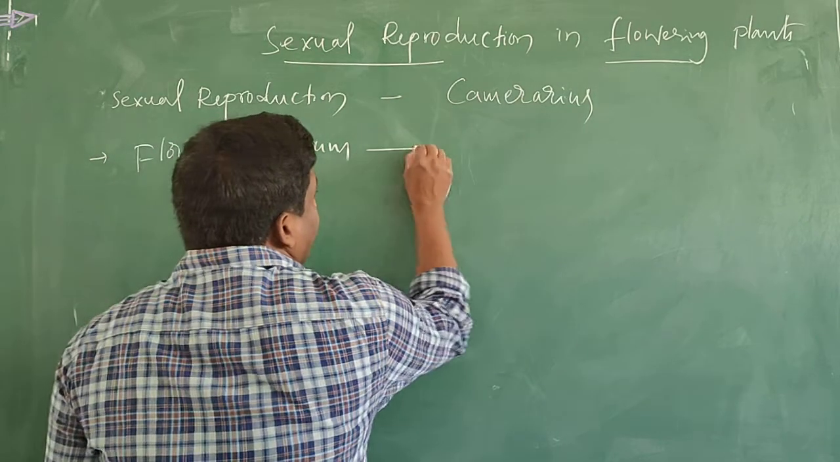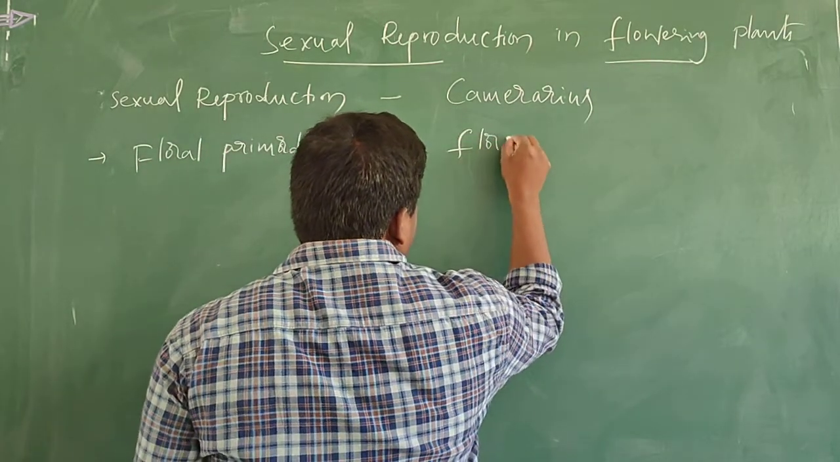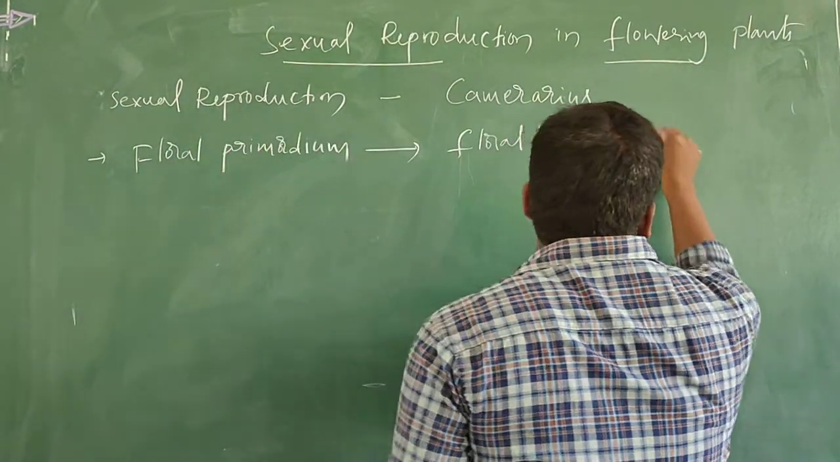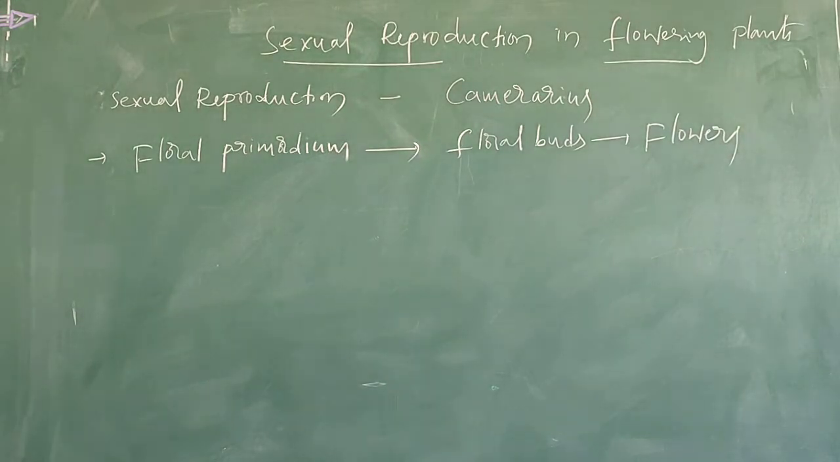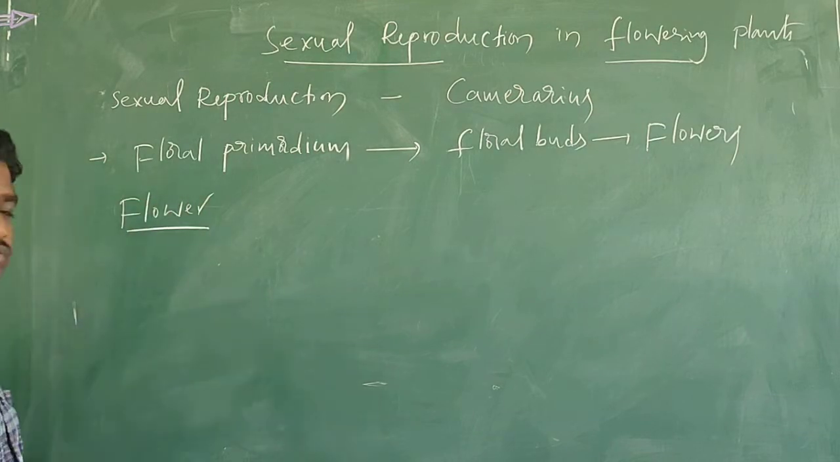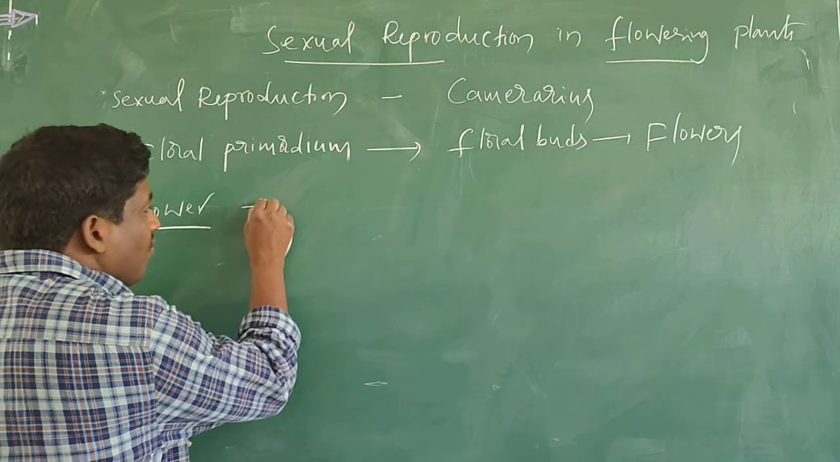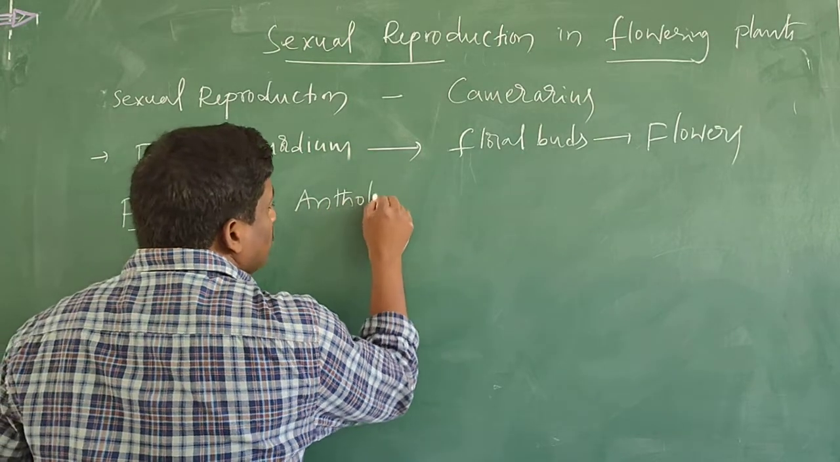This floral primordium bears floral buds, and then flowers. Next, now first we are discussing the flower. Already in first year we learned flower structure. So first, the study of flowers we call anthology.